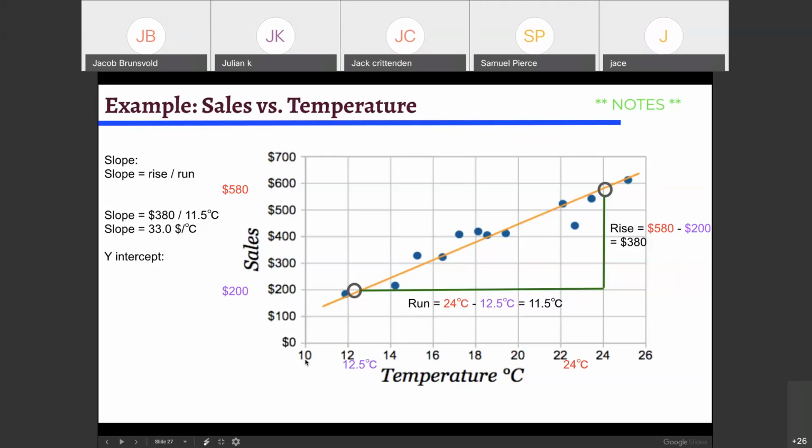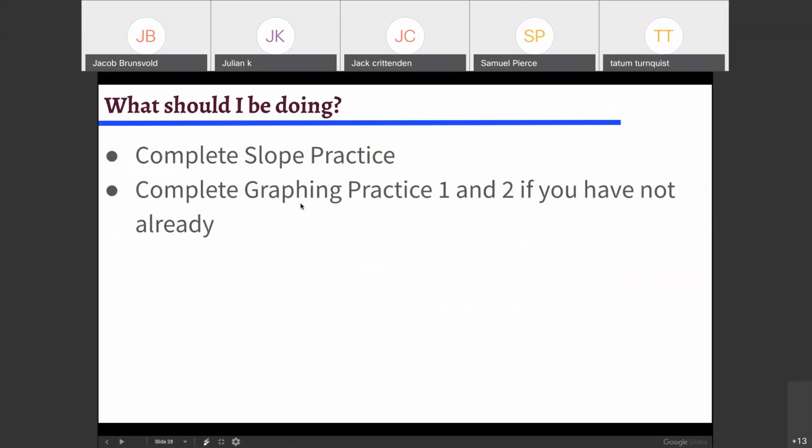Okay, so that's pretty much all I have for you today. You can go and start working on the practice. It's going to be in the day 4 folder. If you haven't completed graphing practice 1 and 2, you should work on those first. Graphing practice 2 is due today, so try to get those done. Okay, and if you have any questions, please just stick around in the chat and I will help you.